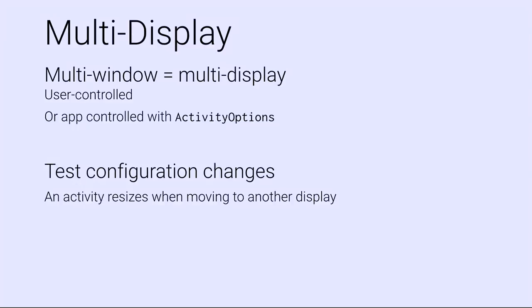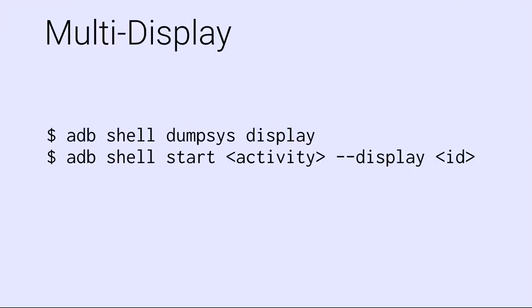You can also control on what display your activity shows up. You can use the activity options for that. And you should really test your app if you want to support this feature. To help you with testing, we have 2 new developer tools. You can run adb shell dumpsys display. It will list all the current available displays on the device. And if you call adb shell start with your activity intent, you can specify the display on which you want to start the activity. It's a very easy way for you to test this.